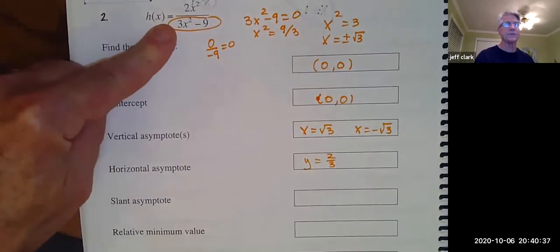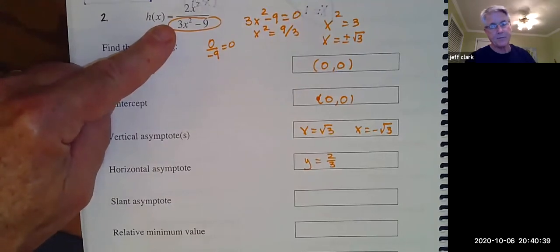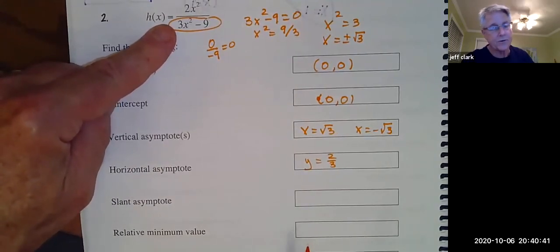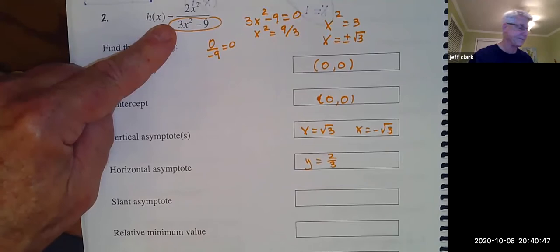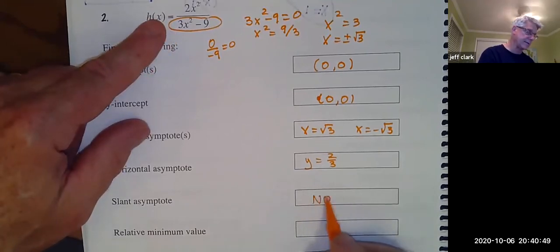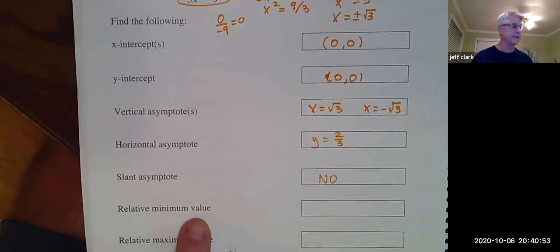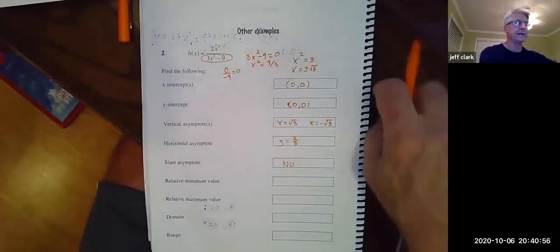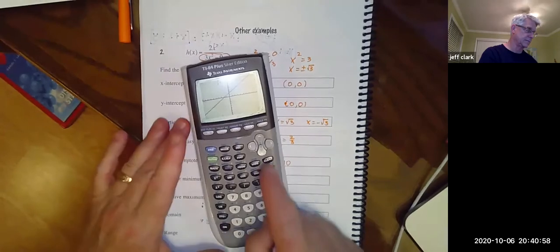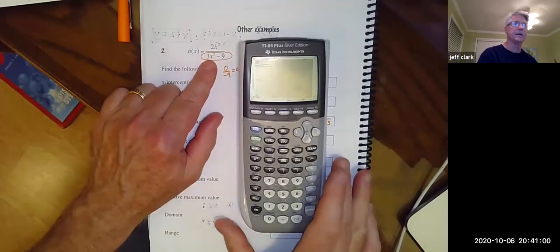Is there a slant asymptote? You probably figured that out. If there's a slant asymptote, there's no horizontal. If there's a horizontal asymptote, there's no slant. You can't have both. So no slant. Is there a relative minimum value? Well, I don't know. I have to look at my calculator. Put this in my calculator.